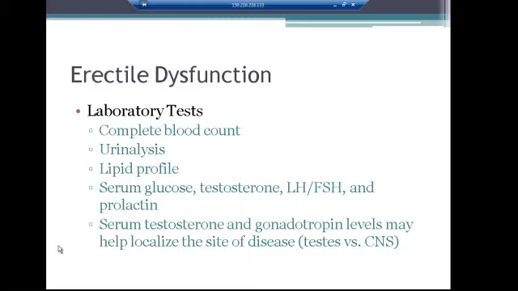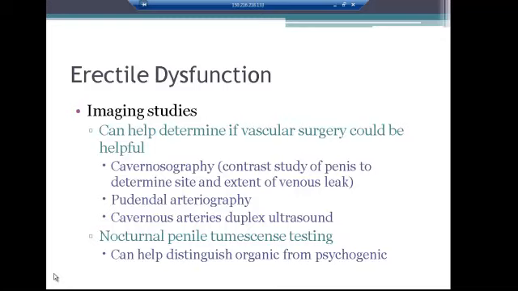You should definitely do those tests if you are worried about loss of libido or androgen deficiency. And so that's what we talked about before, that they may help to localize the site of disease. Imaging studies: you don't really need imaging studies to diagnose erectile dysfunction unless you're worried about vascular causes. Then you can do cavernosography, sorry guys, I cannot say that word, which is a contrast study of the penis that can determine site and extent of venous leaking. Okay, pudendal arteriography, cavernous arteries, duplex ultrasound. All those are looking just at vascular supply.